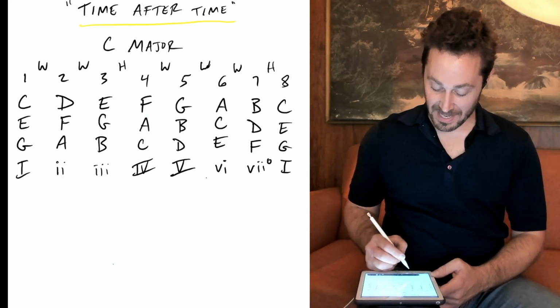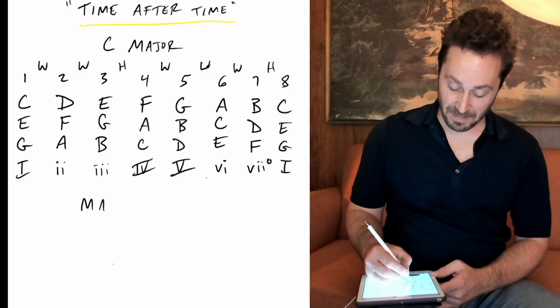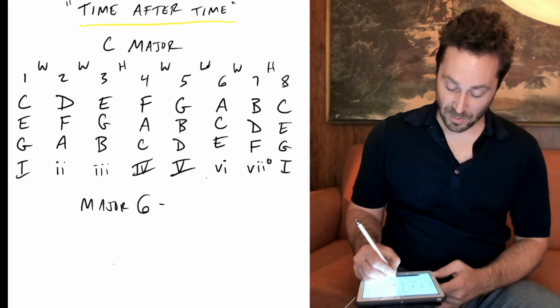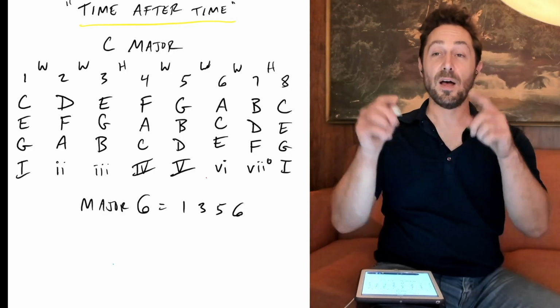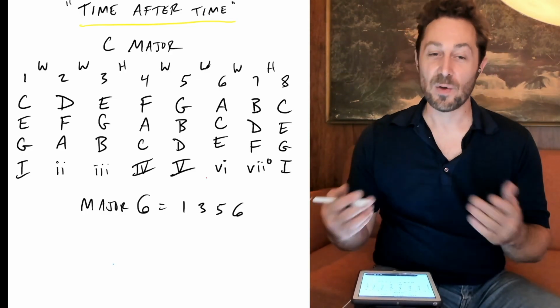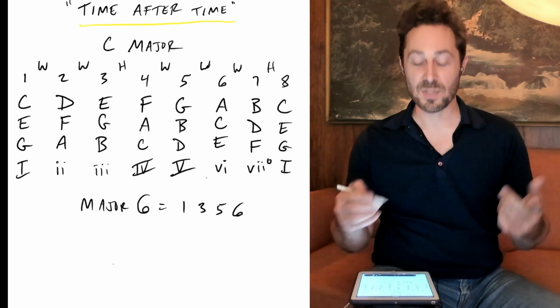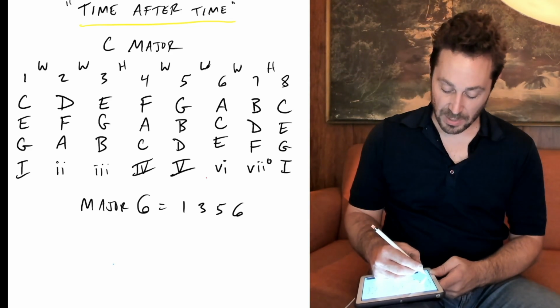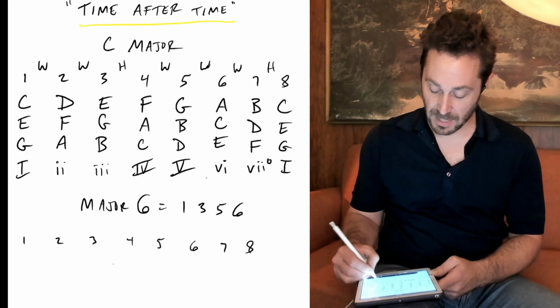Here's how I would define an F6. You need to know that a major 6 chord is the first note, the third note, the fifth note, and the sixth note of its scale. That really only tells you how to build a C6, since I'm showing you the C major scale. So real quick, let me show you the F major scale: 1, 2, 3, 4, 5, 6, 7, 8.